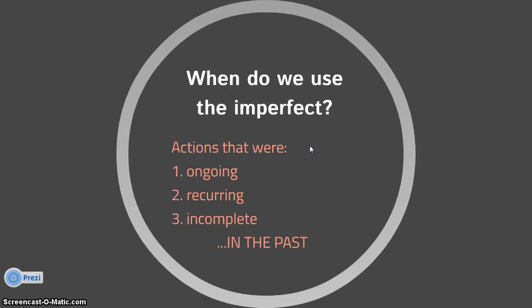So when exactly do we use the imperfect tense? We use it with actions that were ongoing, recurring, or incomplete in the past. So please make sure that you fill your notes out now.